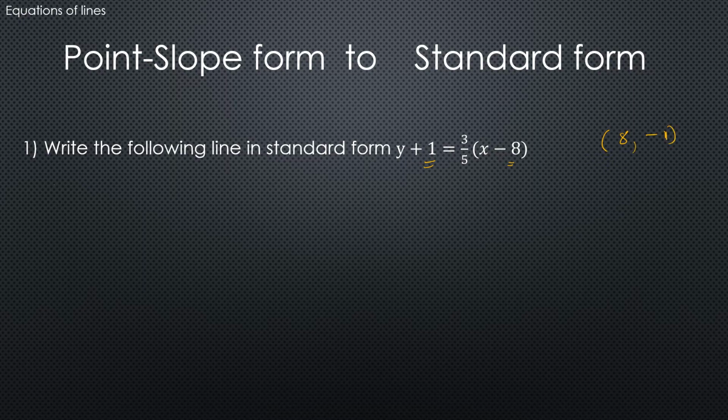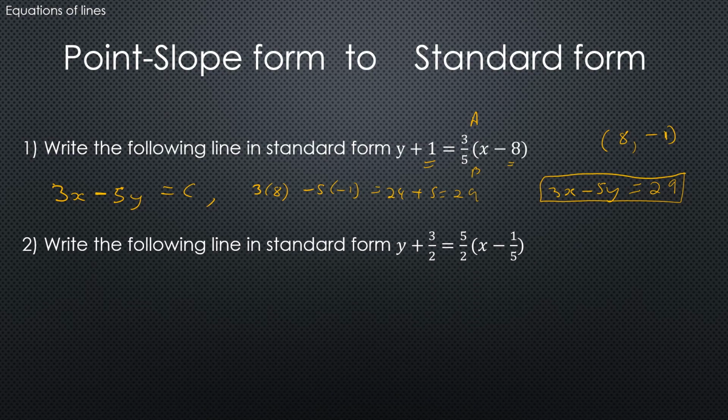So our setup is, this is A, this is B down here. So our setup is 3x minus 5y. Remember, it's minus because the slope was positive. Equals c. So let's find c. To find c, I will place everything here. So it's 3 times 8 minus 5 times -1, which is 24 plus 5, which is equal to 29. So my answer is then 3x minus 5y equals 29. Standard form.